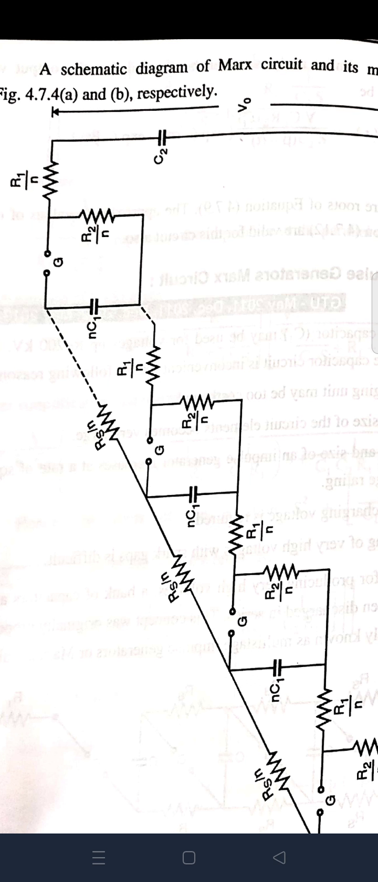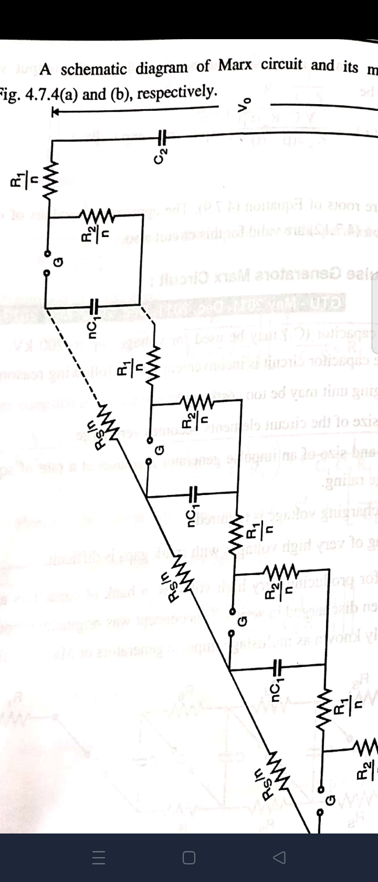When the impulse generator is to be discharged, the gaps G are made to spark over simultaneously by some external means. Thus, all the capacitors C get connected in series and discharge into the load capacitance or the test object. The discharge time constant is C into R1 divided by N, where N is the number of stages, and will be very small, in microseconds, compared to the charging time constant C into Rs, which will be a few seconds. Hence, no discharge takes place through the charging resistance Rs.